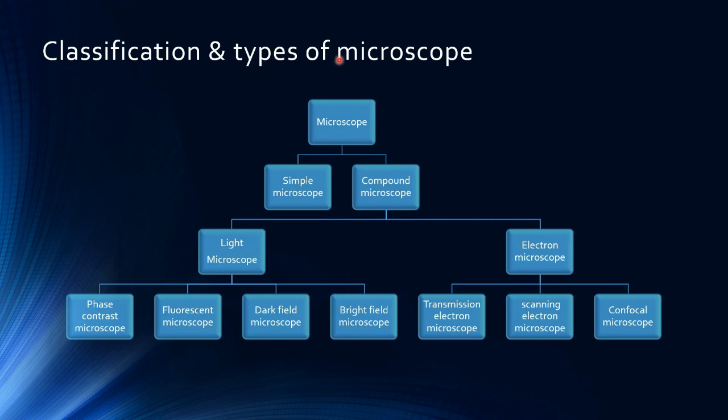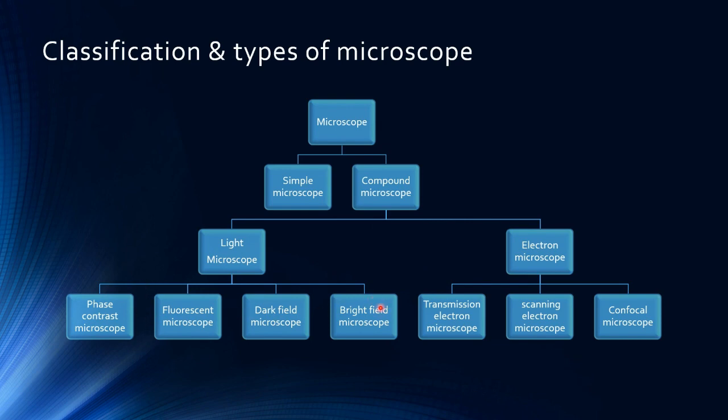Classification and types of microscope. This flowchart will give you an overview of the types of microscope. The microscope is basically classified into two types, the simple microscope and the compound microscope. The simple microscope is just simple, it has no classification, whereas the compound microscope has two types. One is the light microscope and the other one is the electron microscope.